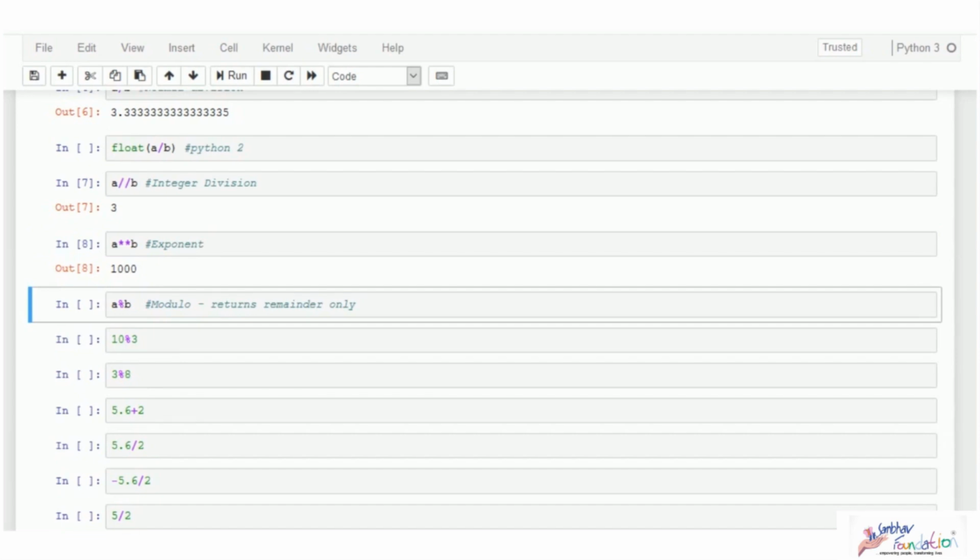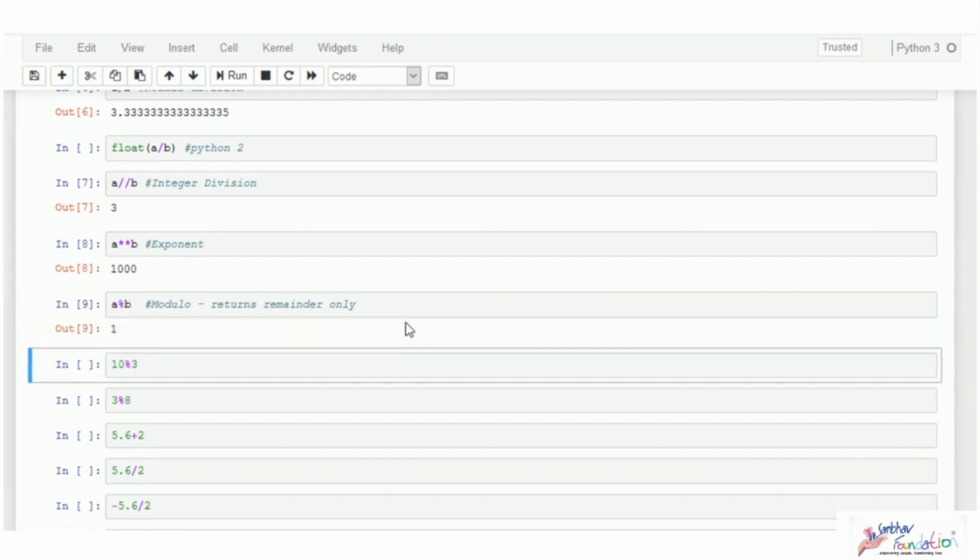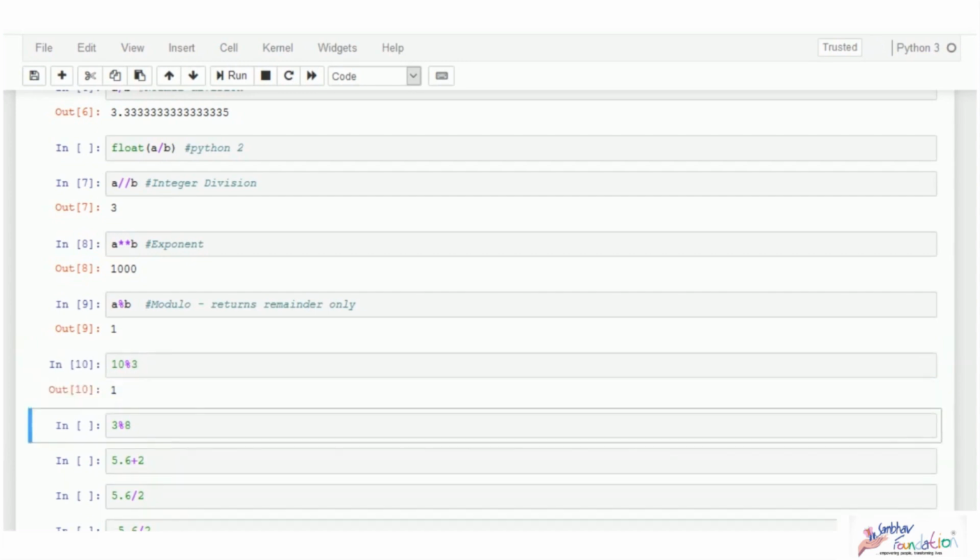Then we have the modulo operator, which gives the remainder when a is divided by b. When we divide 10 by 3, the remainder is 1, right? 3 into 3 is 9, so the remainder is 1. So your modulo operator returns the remainder part. And when using the modulo operator, you need to be careful. When the first operand is bigger than the second one, then we get the remainder obtained when this number is divided by the second number, which is what we saw now. But if the first operand is smaller than the second one, then we get the number itself.